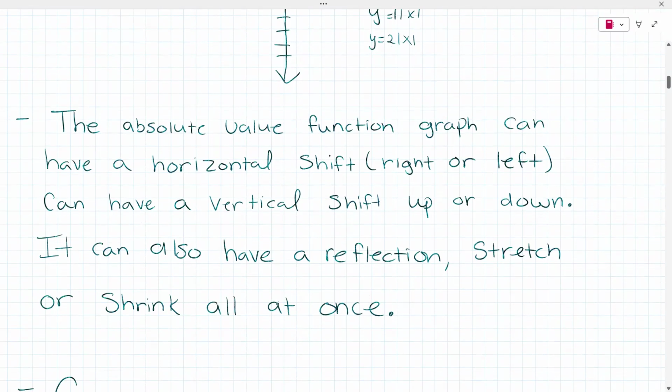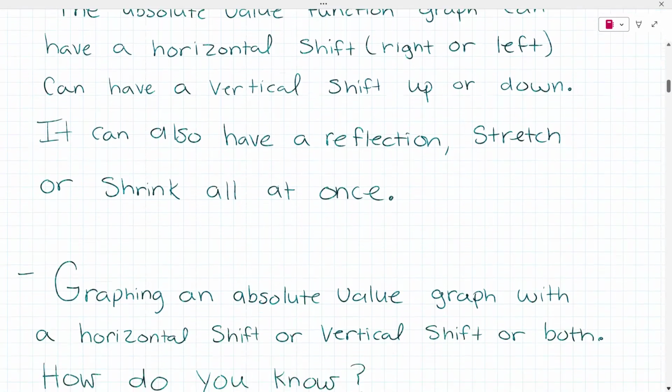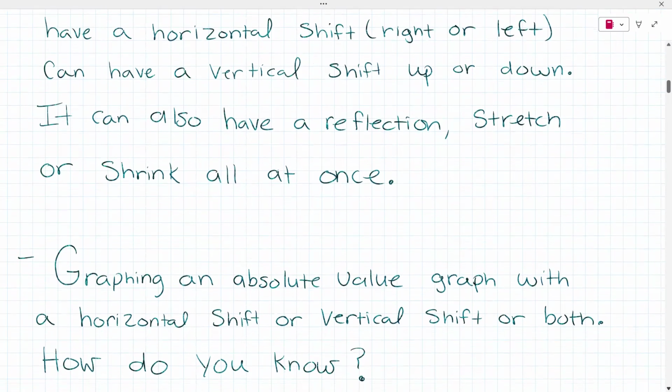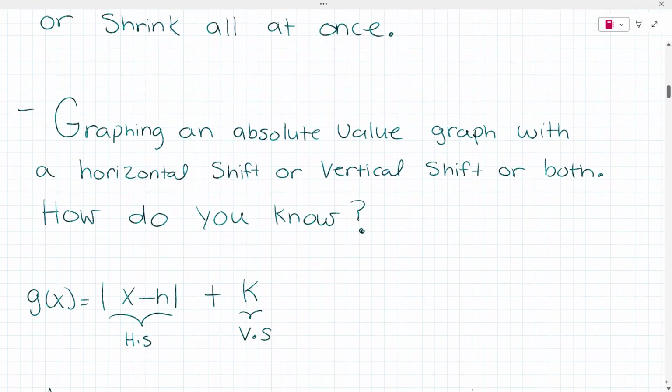The absolute value function graph can have a horizontal shift, meaning shifting it right or left. It can have a vertical shift, meaning it shifts up or down. And it can also have a reflection, stretch, or shrink all at once. So how would you graph those? Well, let's first take it one at a time. So let's talk about the horizontal shift and vertical shift.